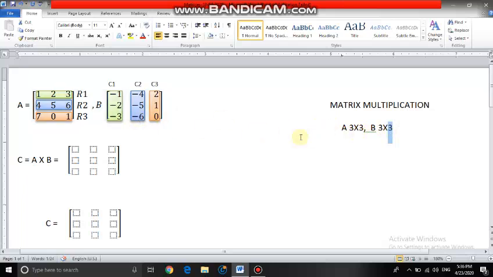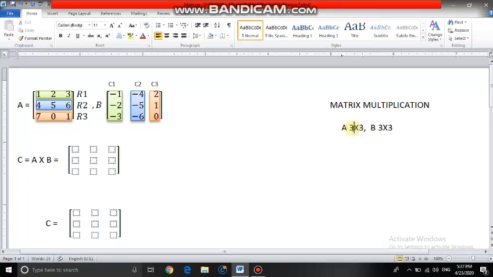Now, when you multiply two matrices, one condition you have to remember: the number of columns of the first matrix must be the same as the number of rows of the second matrix. If I want to multiply A and B, there are 3 columns of A, which must be the same as the 3 rows of B. Then only the multiplication is possible. Instead of 3 by 3, if A has 2 columns and B has 3 rows, multiplication is not possible. You cannot multiply A and B.